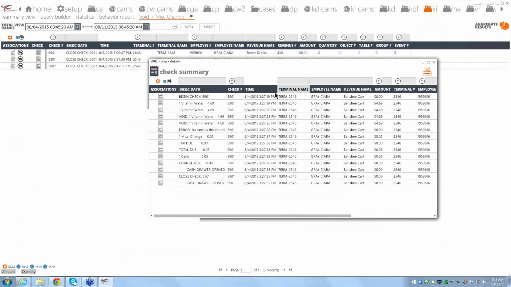And this is where it got a little interesting. You got 2 vitamin waters, voided off vitamin waters, about 5-6 seconds later, 10 seconds later, miscellaneous change of 5 cents, cash drawer open. And now you got to think, put yourself at that register, how long would it take you to put 5 cents into a drawer? Does it really take almost 20 seconds? I don't think so. So this is where it kind of got interesting.